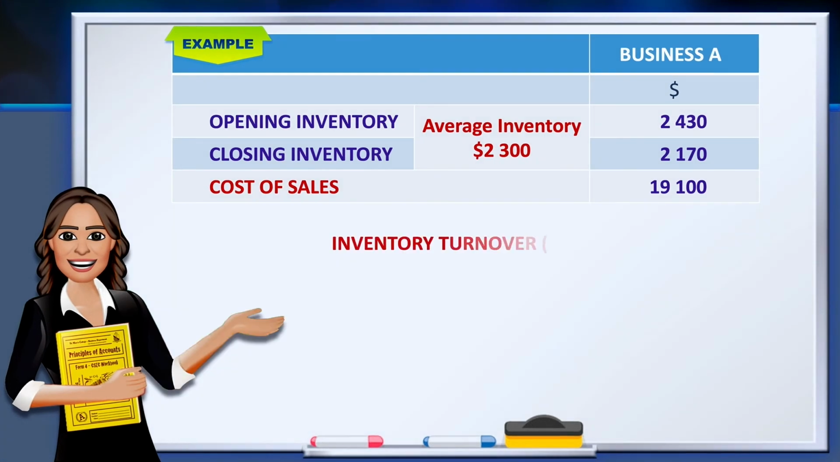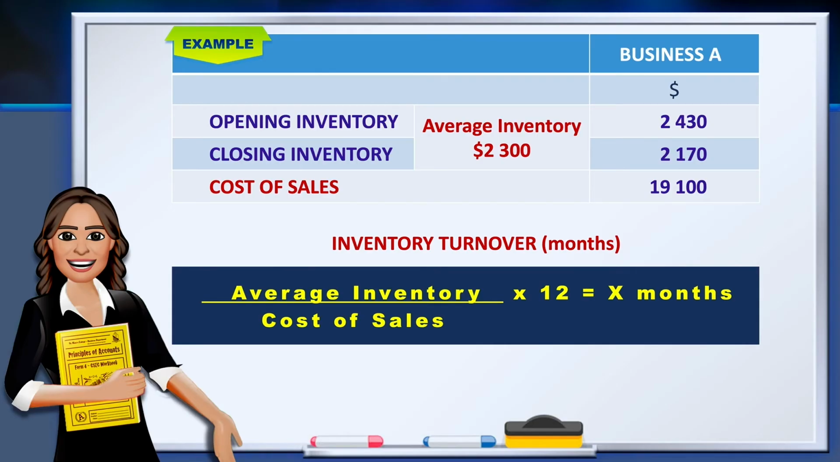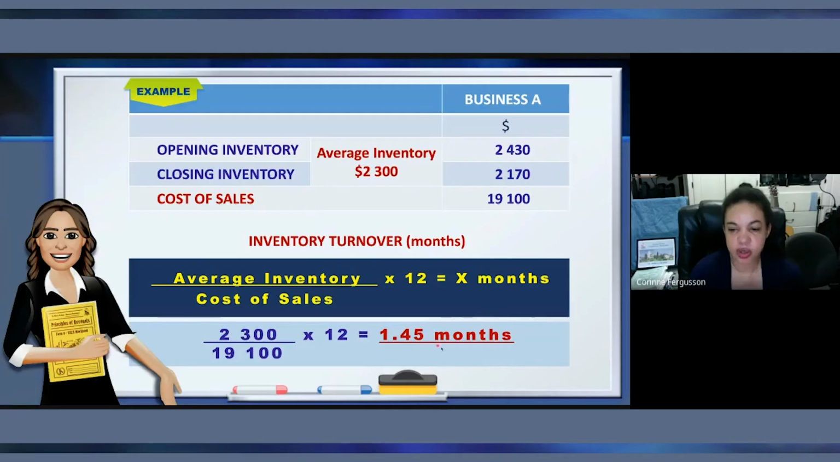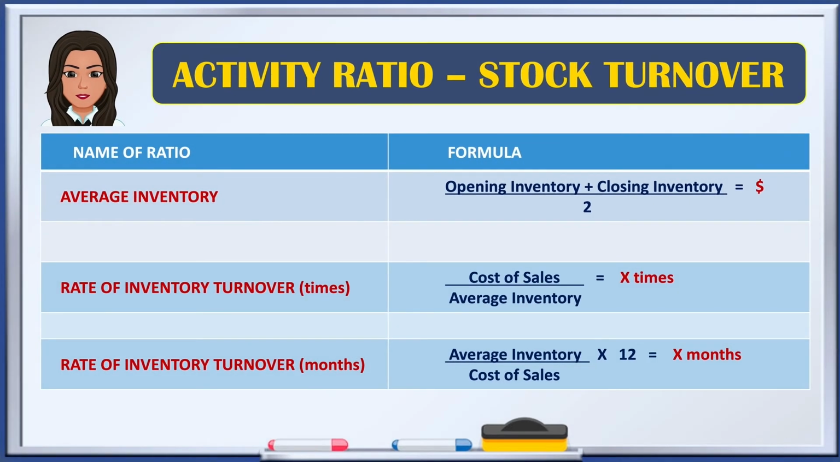So it's the same information, but because they ask in this case to express it in terms of months, the formula would be the average inventory, which we had worked out as 2,300, over your cost of sales, which is 19,100, and then multiply by 12. And that gave an answer of 1.45, and you add months. So what it means is that it takes about 1.45 months per year to sell the inventory, which is, I guess, not so bad. So there we have our 3 ratios.